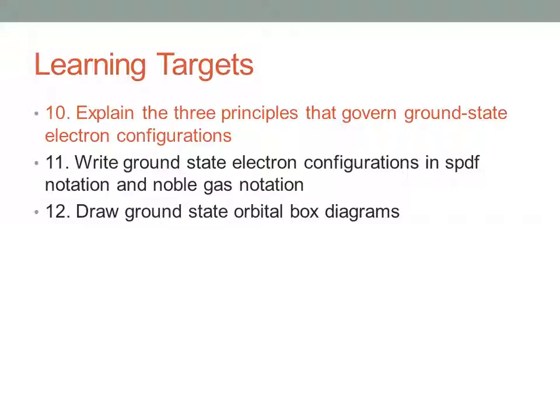So that completes this learning target. We have explained the 3 principles that govern the ground state electron configuration. It also ends this lesson. In the next lesson, we'll look at these next 2 learning targets of writing these ground state electron configurations and drawing out orbital box diagrams.